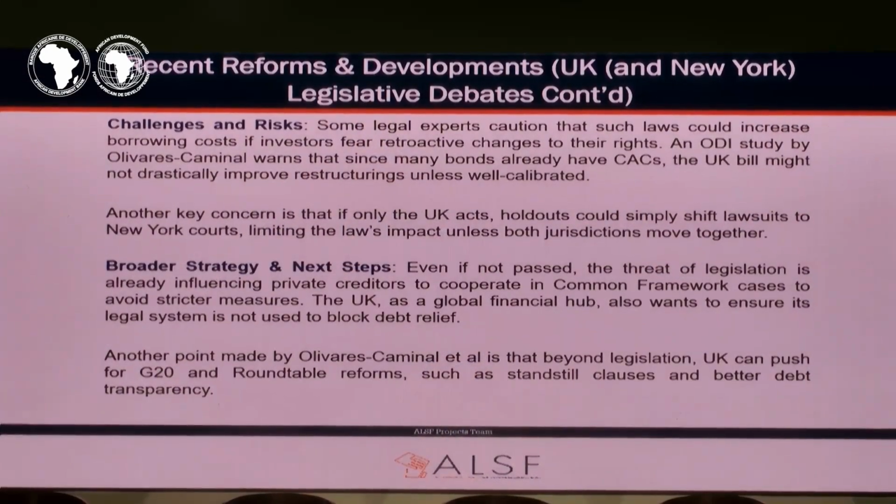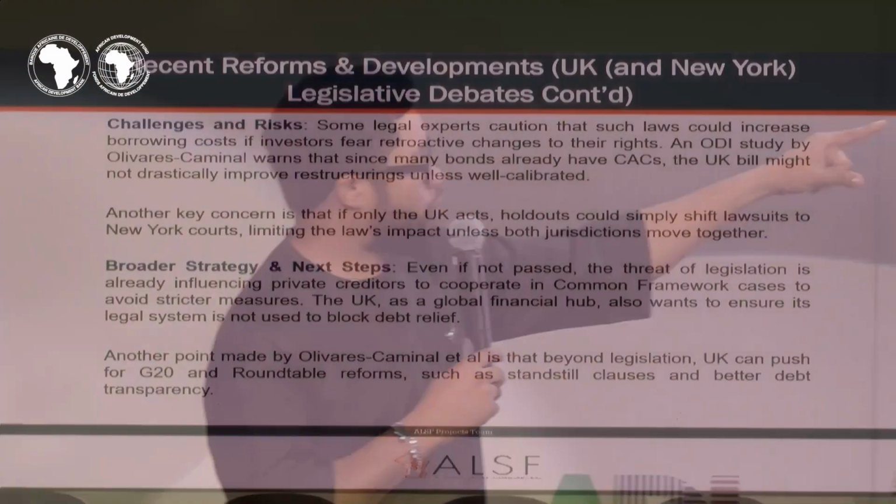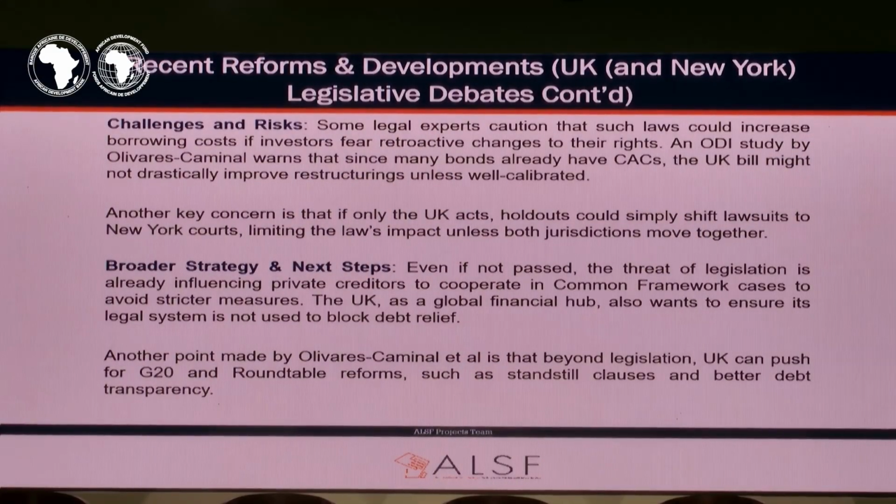Okay, so you see some legal experts question that such laws could increase borrowing costs, obviously. If borrowers know that they can be compelled to accept a particular predefined outcome, like whatever is comparable to the MOUs of the official creditors, they may, of course, want to increase borrowing costs. So that's a concern that scholars are warning about regarding these interventions from the UK and the US. And I already made that point. If only the UK acts, holdouts will simply ship lawsuits to New York.